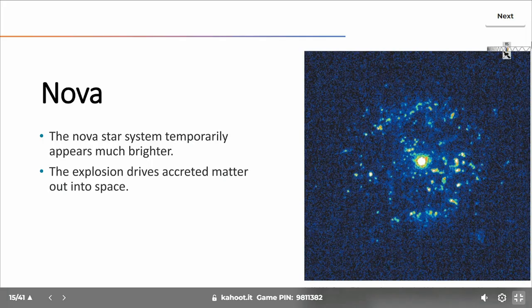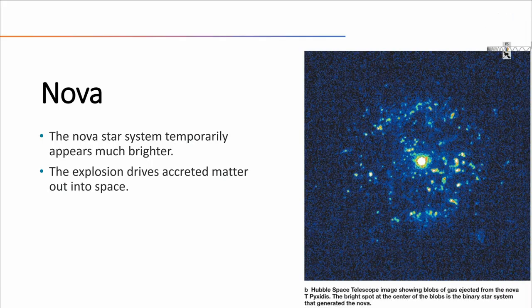And so the star system will temporarily become brighter, and so they're very easy to spot out in space. You just look for something that becomes brighter all of a sudden, and it will blow any of its accretion disk material out into space. So this is a Hubble image of a nova system. So you can see the very bright nova in the center, and then this is all the material that's been ejected out into space.